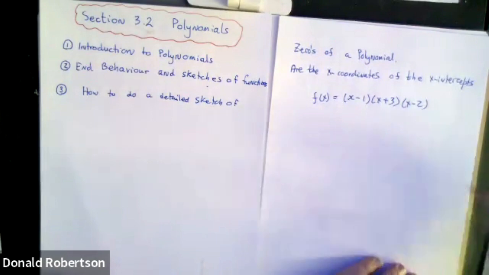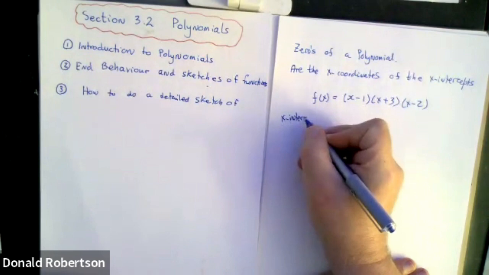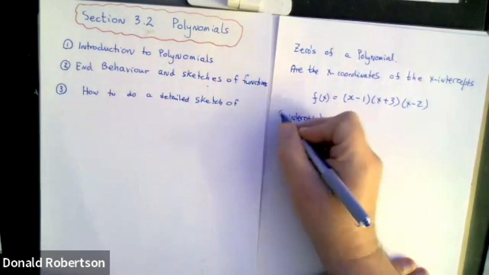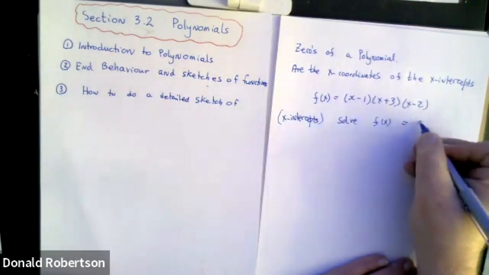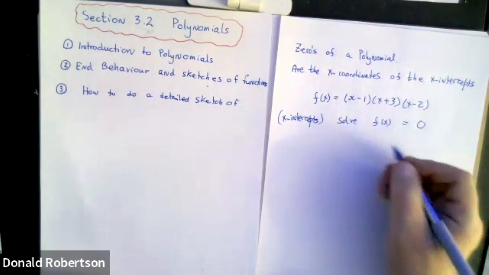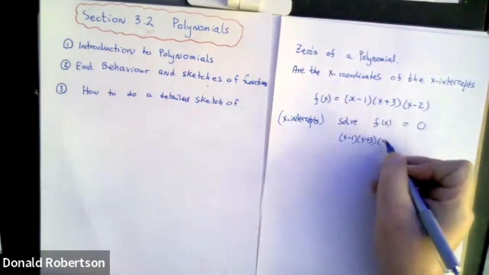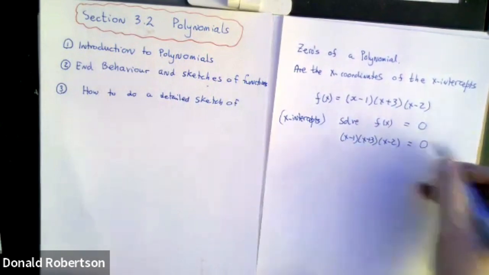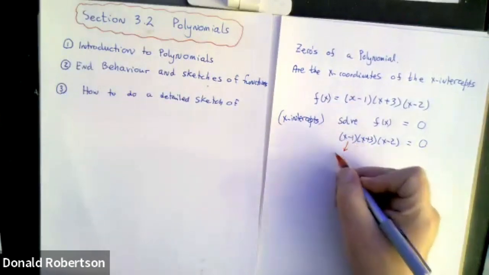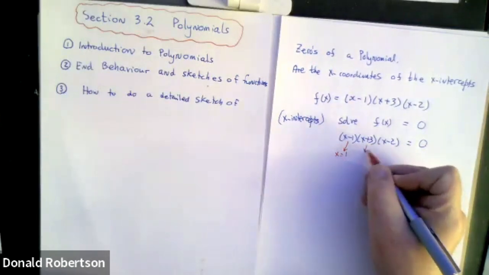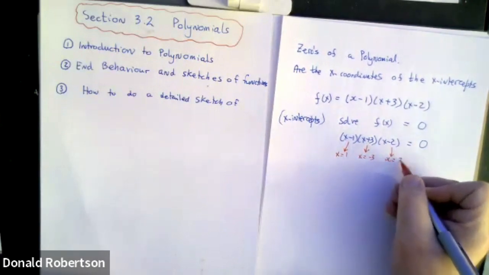Now, if you want to find out the x-intercepts, which is what we are going to do, we have to solve when is the function equal to 0, right? So for what values of x do you get 0? And because it is factored, we can get the answer one from each factor. This guy is x equals 1. This one is x equals negative 3. And this guy here is x equals 2.